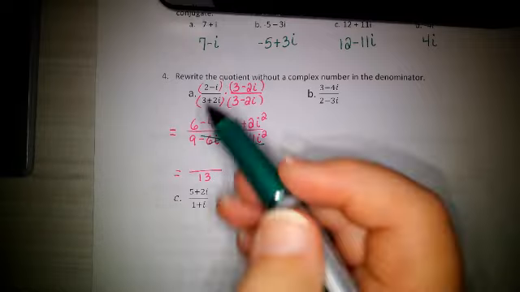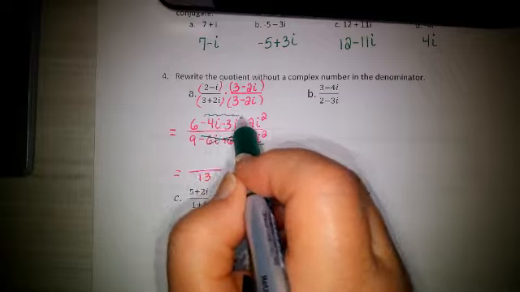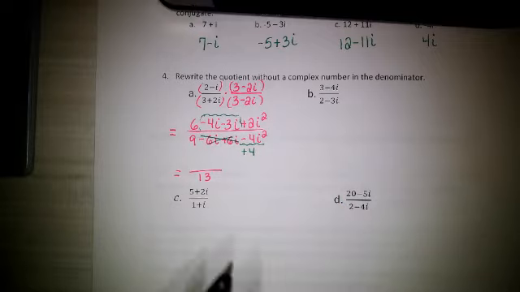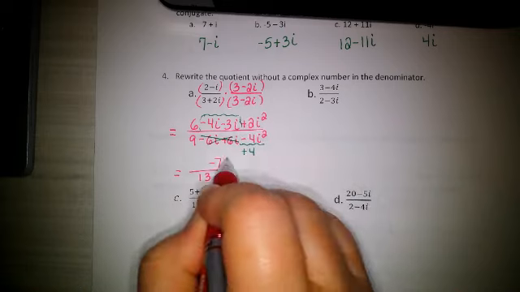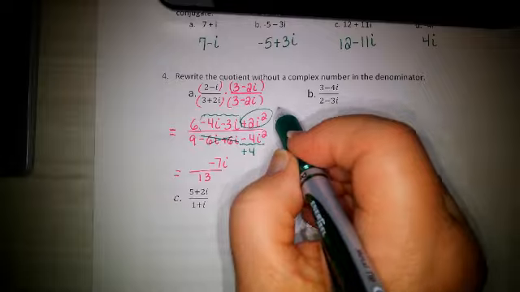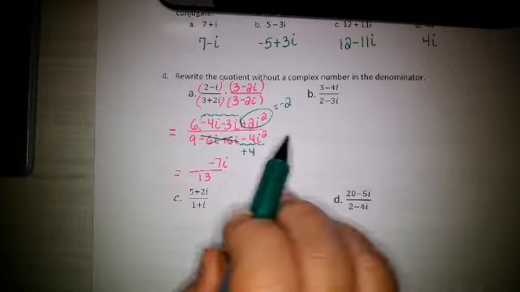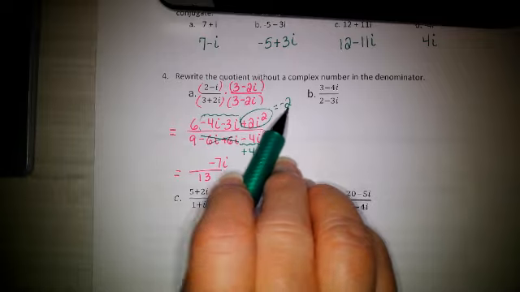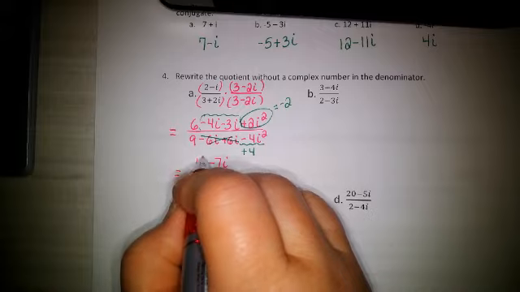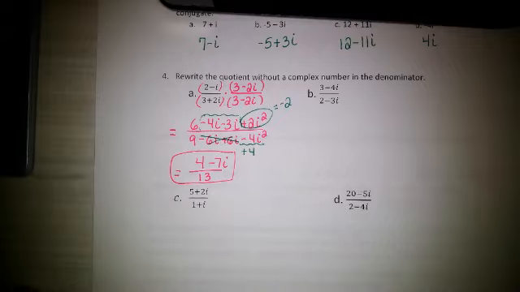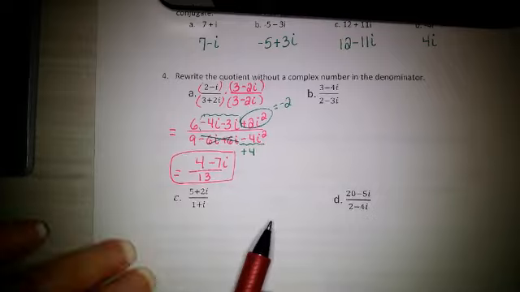My numerator, I've got my like terms, negative 4i and negative 3i. That's going to give me negative 7i. And then remember, plus 2i squared is really equal to negative 2, because 2 times negative 1 is negative 2. And 6 minus 2 is 4. And that's how we simplify our fractions that have a complex number on the denominator.